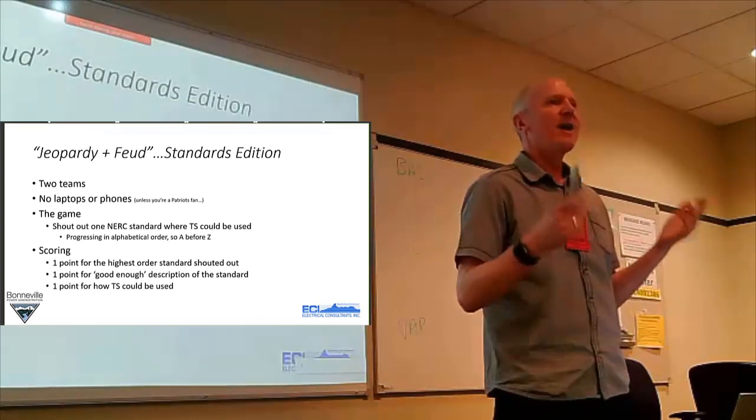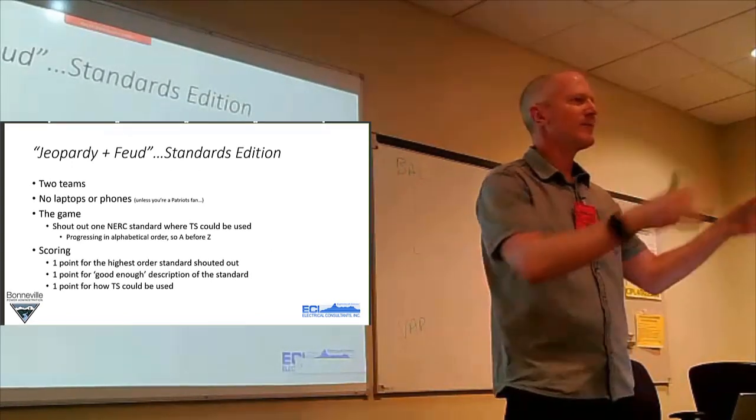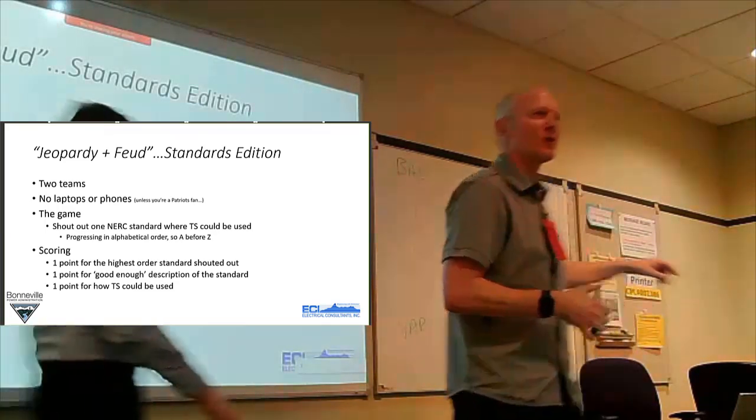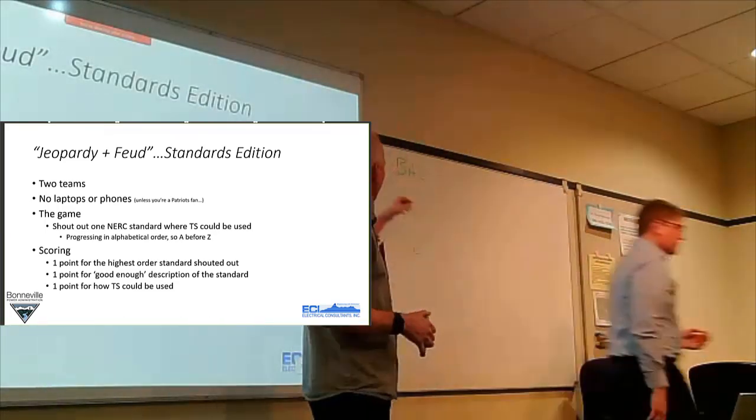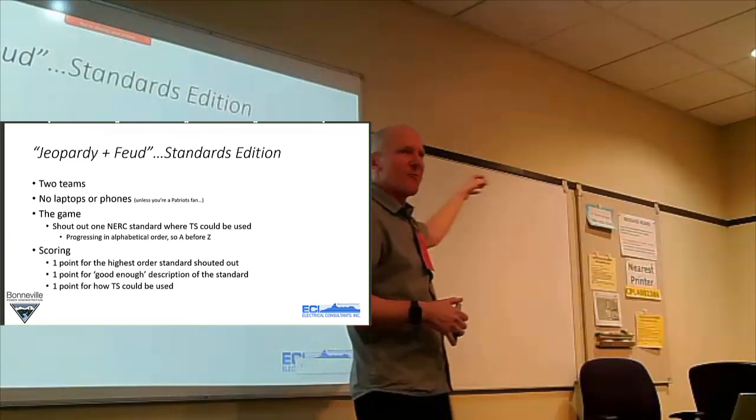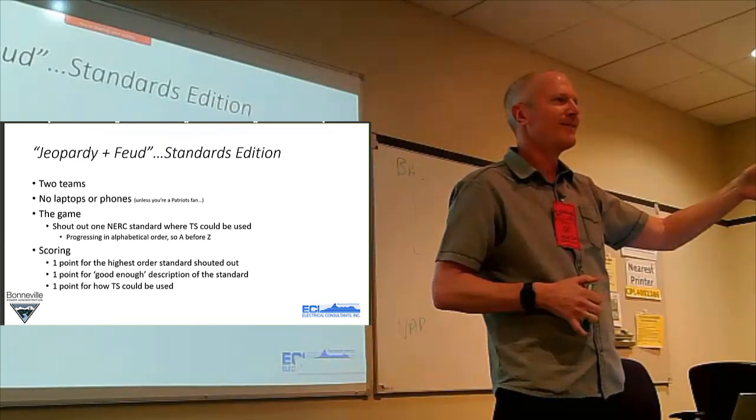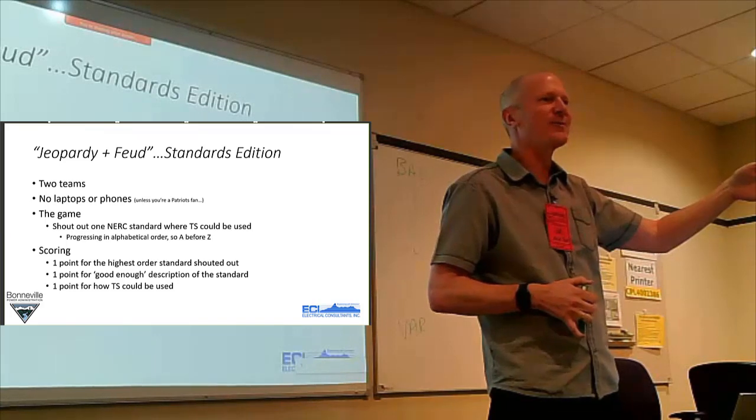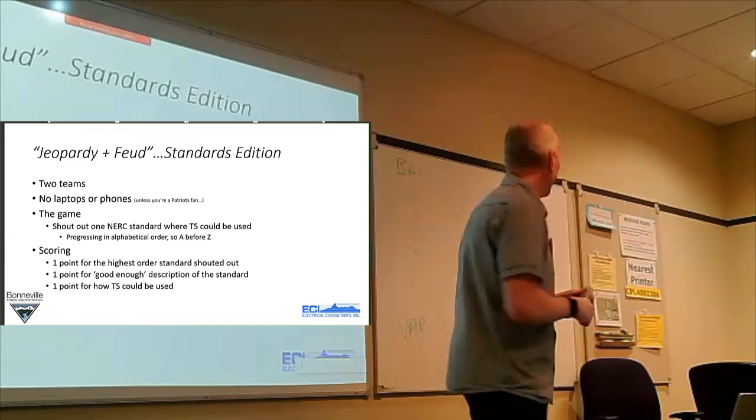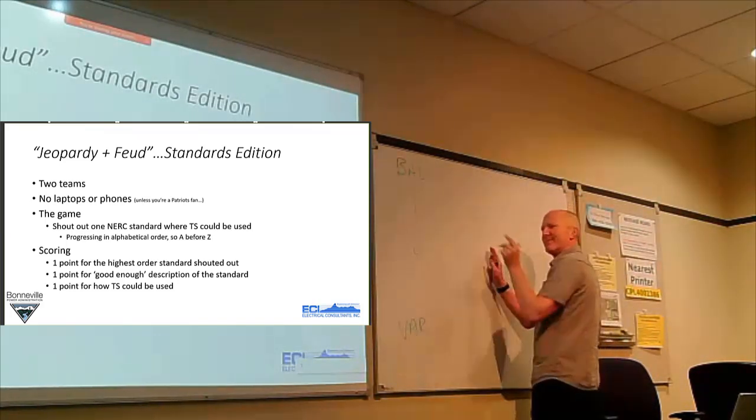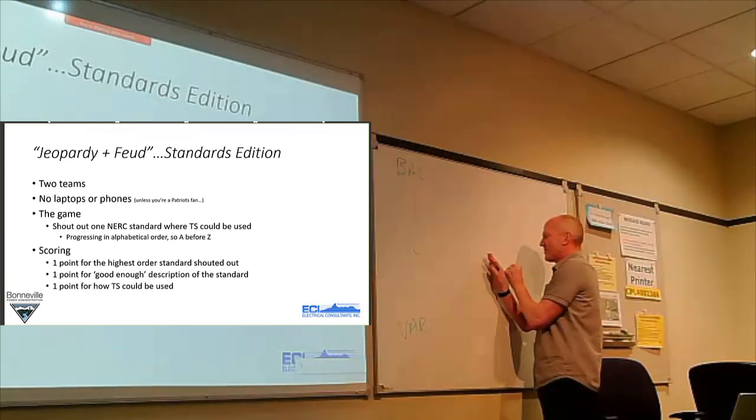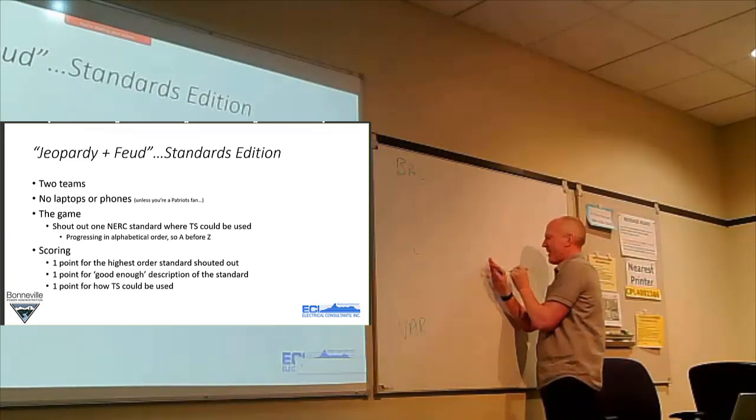So the competition is, you get 1 minute, and your team's going to figure out the first standard. If BAL 001 has a need for TS, then that's the one you're going to say. No looking at the web page for NERC standards. You're both going to come up and write your guess, one over there, one over there. If it's BAL, you're going to write that.